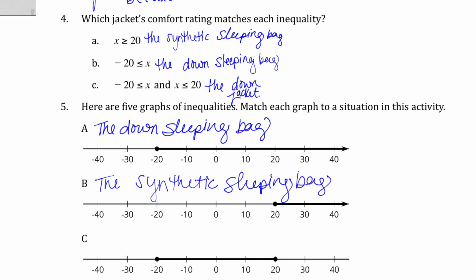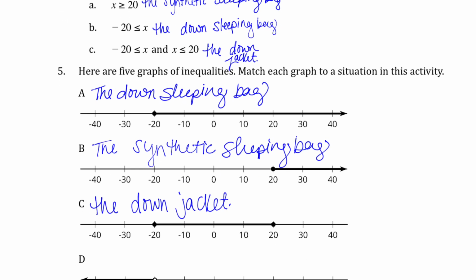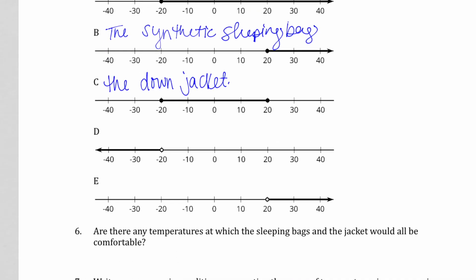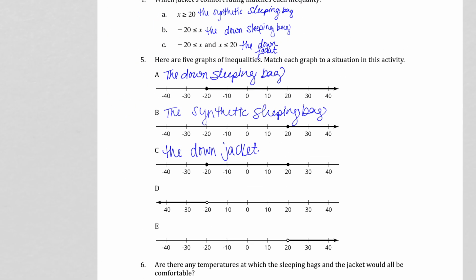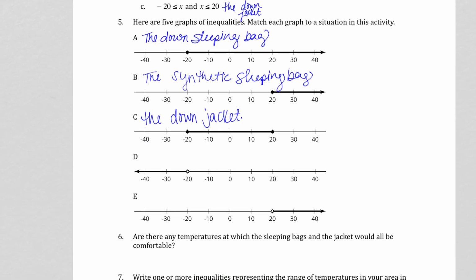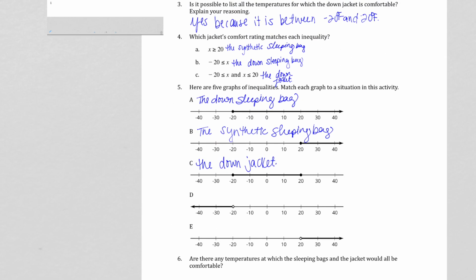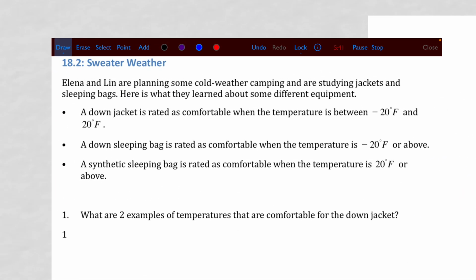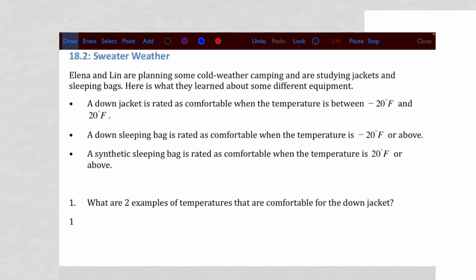And lastly, we have C. What's that one? Okay, the down jacket. All right. Oh, we have more. What do you think D represents? Does it represent any of them? The synthetic one? Let's see. Negative, right?